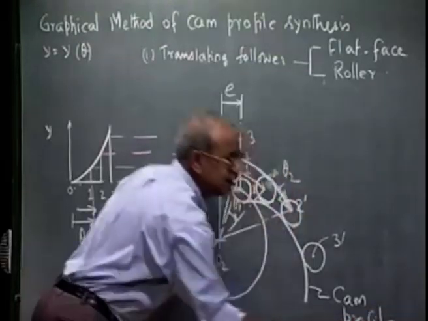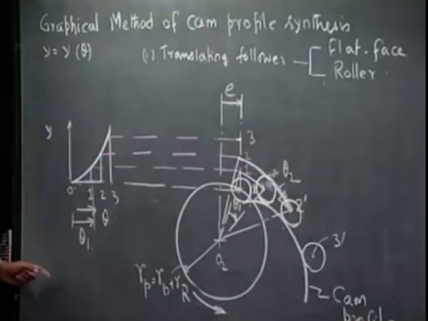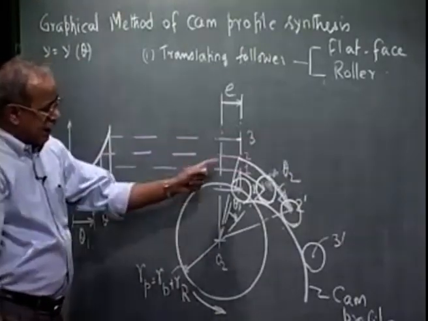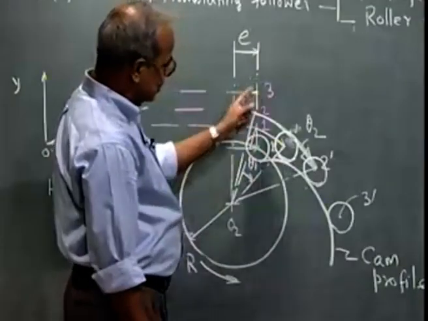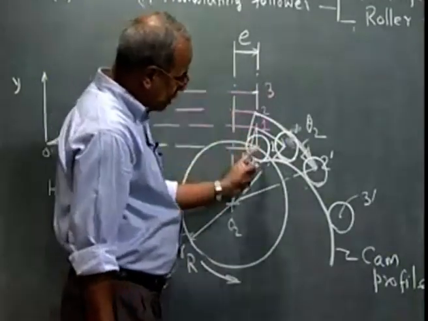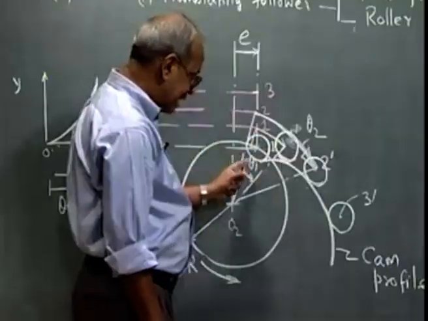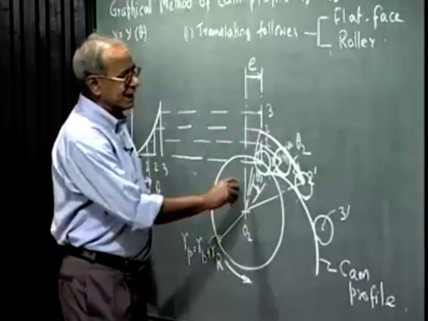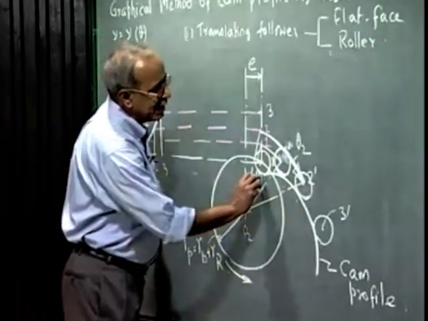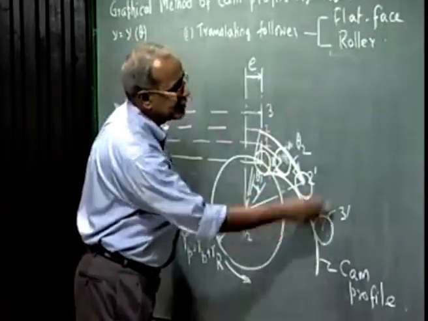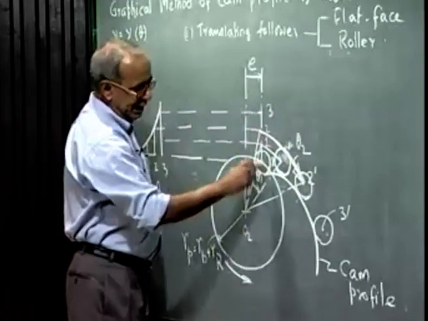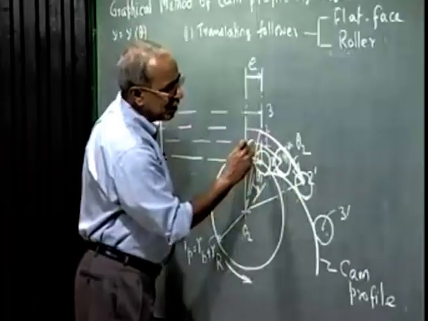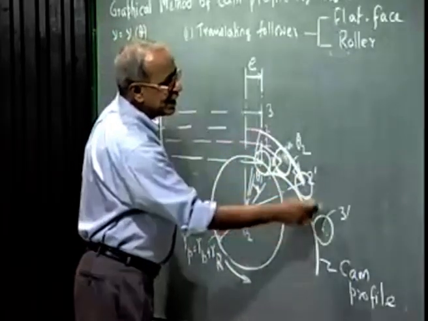So the methodology is just the same as the analytical method. I make a kinematic inversion with the cam fixed, get the inverted position corresponding to the trace point, and draw the family of straight lines or circles representing the flat face or the roller follower. Then the cam profile is nothing but the envelope to this family of circles in the case of roller followers, or in the case of a flat face follower, to the family of straight lines representing the follower face at the inverted positions.